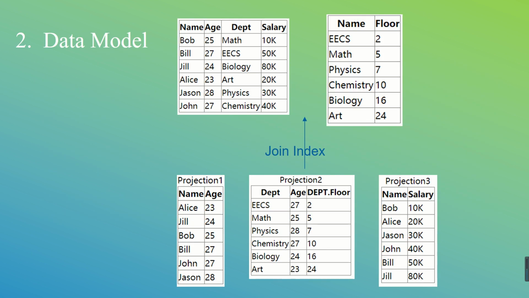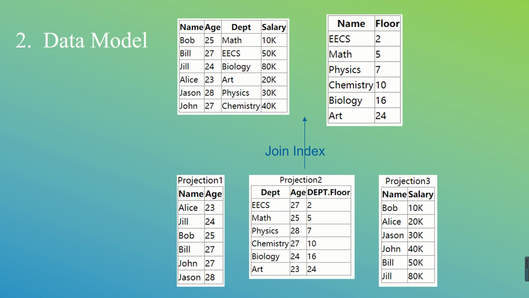This is an example of the data model. The two tables above are logical tables. In the system, the logical tables do not store data. They are used to provide the schema for queries. The data in the system are stored in several projections associated with the logical table. The following three are projections. Projections sorted by one or more columns enable more efficient compression and faster querying.